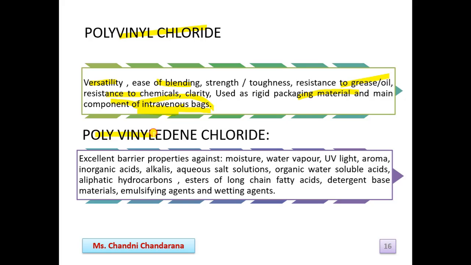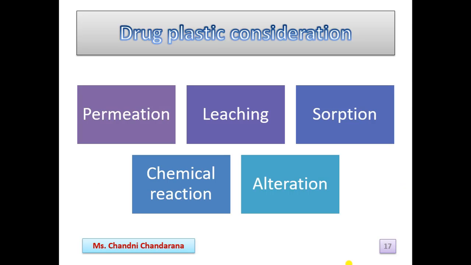Then polyvinylidene chloride. It has excellent barrier properties against moisture, water vapor, UV light, aroma, inorganic acids, alkalis, salt solutions, organic water soluble acids, aliphatic hydrocarbons, the esters of long chain fatty acids, detergent based materials, emulsifying agents and wetting agents. So these are the types of plastic materials. Now we will see the drug plastic consideration.